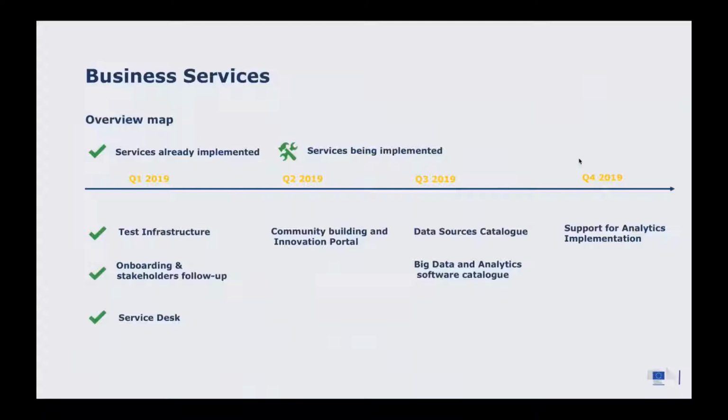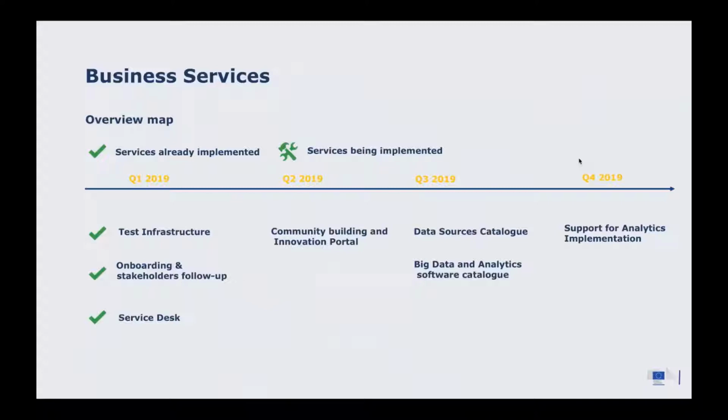Next to various data sources, software tools, and big data techniques on the platform, the big data test infrastructure already offers a number of supporting services and is in the process of further developing a number of additional ones. So the services that are fully operational and at your disposal are the actual test infrastructure, the onboarding and stakeholder follow-up, and the service desk. The actual test infrastructure is the core service of the BDTI. It's the cloud-based platform that provides a ready-to-use analytical sandbox for public administrations to experiment with big data use cases.